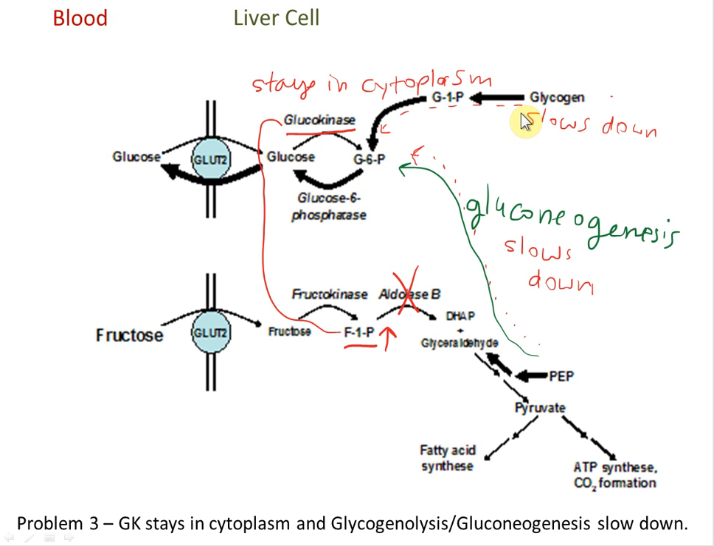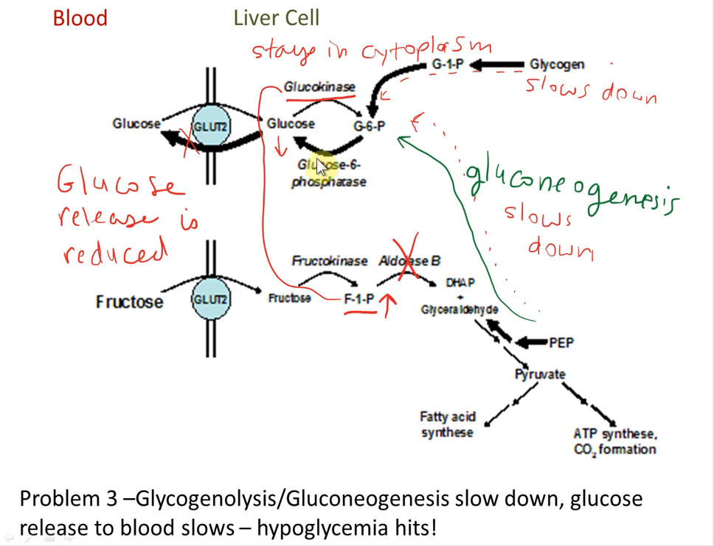It backs up glycogen breakdown. So glycogen breakdown slows down. And it also backs up gluconeogenesis. So the gluconeogenesis is slowing down. And what that means is that not very much glucose is being produced. So the amount of glucose is going down. And that means that the amount of glucose that we can release into the blood is also going down. So if we have low blood sugar and the liver is not able to release glucose as it normally would to stabilize that blood sugar, well, we get hypoglycemia.